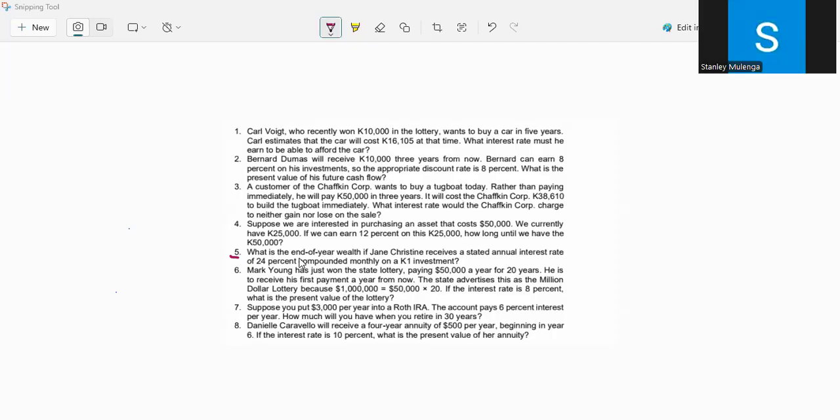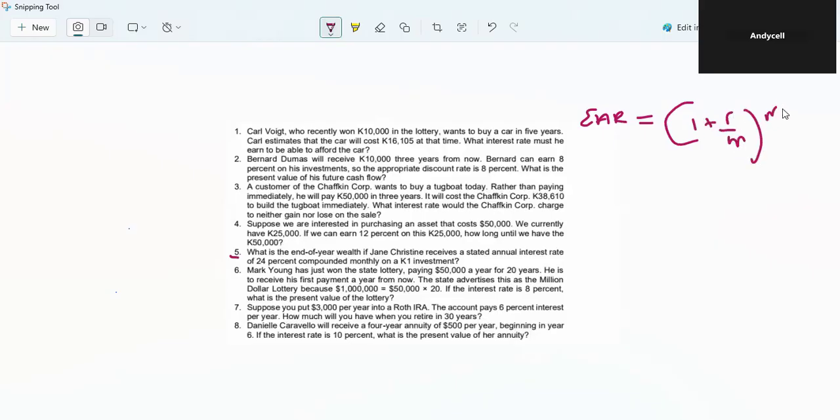Okay, what is the end of year worth if Jane Christine receives a stated annual rate of 24% compounded monthly on a 1-quarter investment? So effective annual rate, I've given you a hint. What's the formula for effective annual rate, gentlemen? Yeah, it's open brackets 1 plus R over M, close brackets, to the power M minus 1.